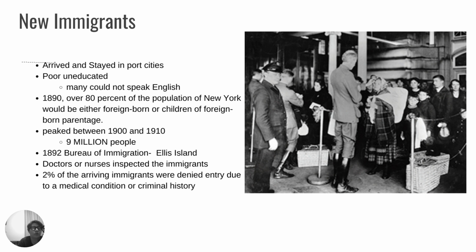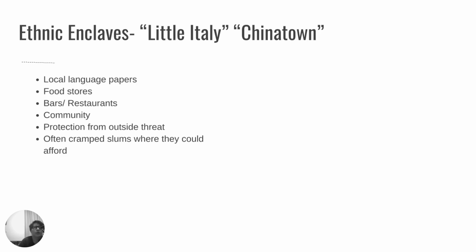In 1892, we're going to create Ellis Island and this Bureau of Immigration where we start to keep track of and use doctors to look over new immigrants. And at that time, only 2% of the immigrants are denied entry. So we begin with Ellis Island. And then when folks come in, they tend to live in what we're calling ethnic enclaves, Little Italy, Chinatown. In these places, you would have your local language and papers. You would have food stores that have your food from your culture, bars and restaurants where you could hang out with your friends and community.